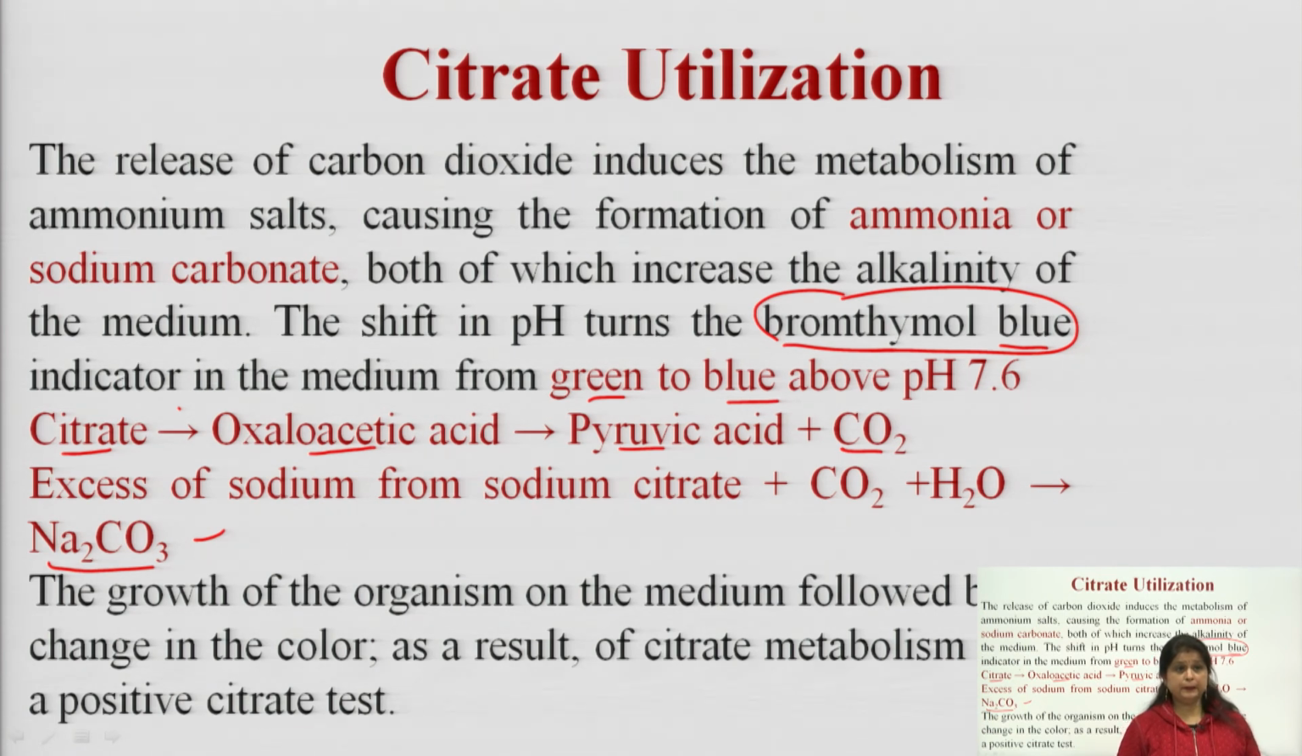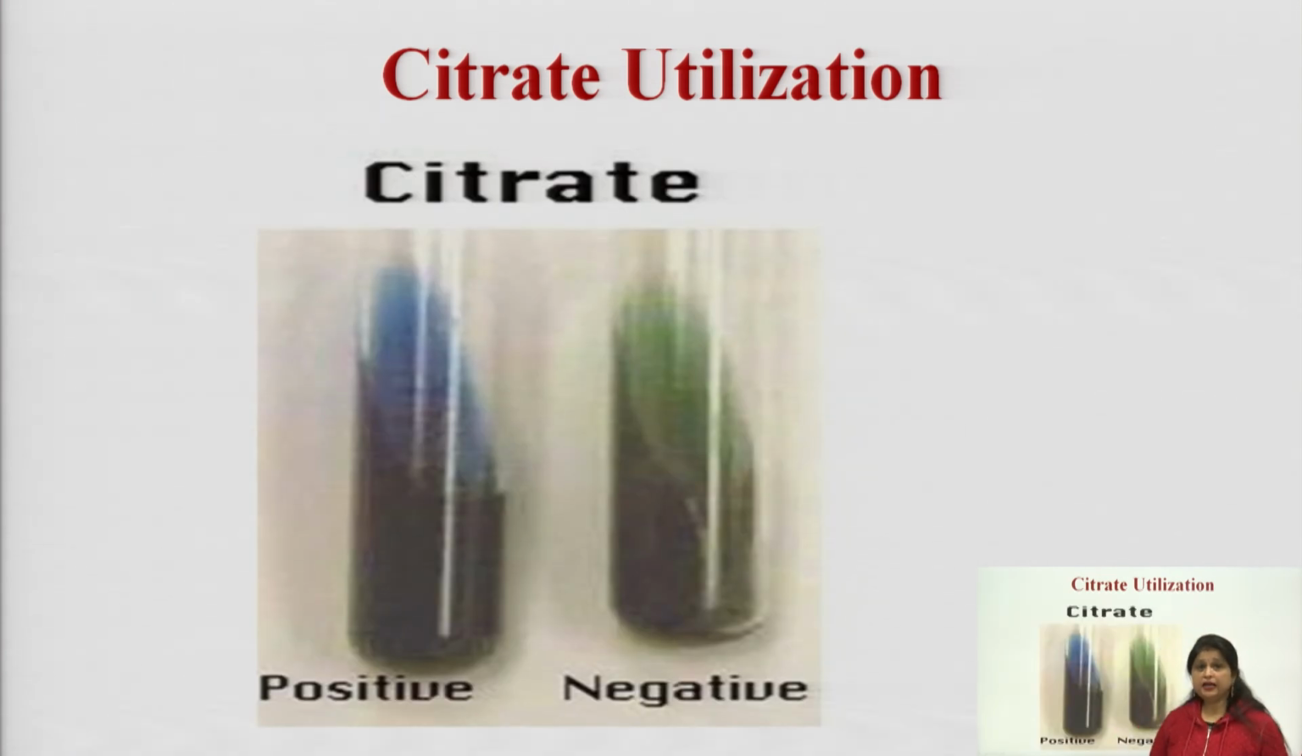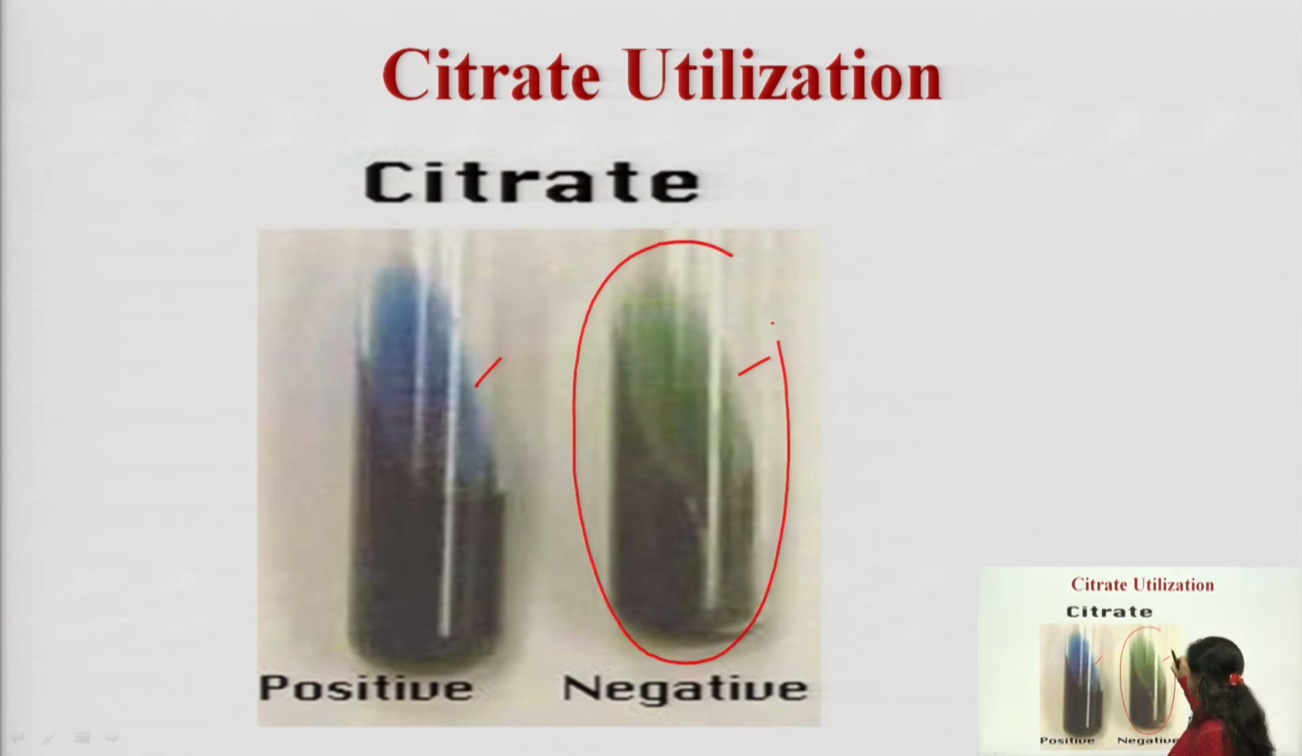As you can see here, we have blue color and here we have green color. In the starting, your preparation is in the acidic environment, when oxaloacetic acid or pyruvic acid were released, so your preparation will be green in color. But when carbon dioxide combines with sodium and makes the environment basic, then it will become blue in color. So, this is what we call citrate utilization.